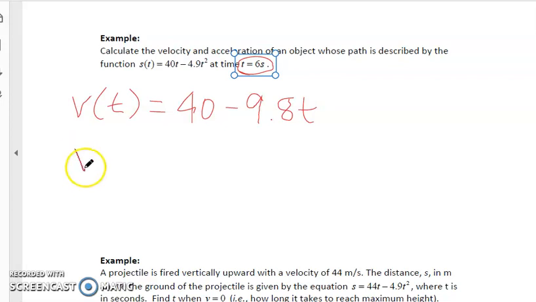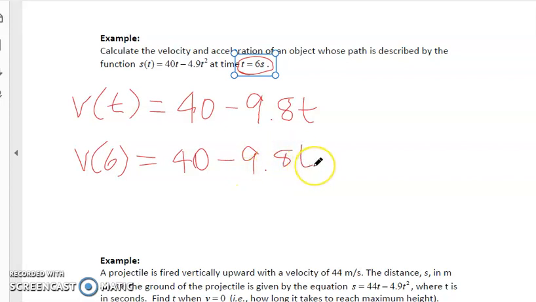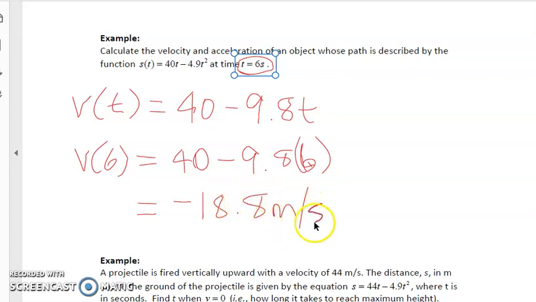They want the velocity at 6 seconds. We'll just work out v of 6. You plug in 6 into your equation, 40 minus 9.8 times 6. This pen is awful. And so anyway, you plug that in, and you're actually going to get a negative answer here. Negative 18.8 meters per second.